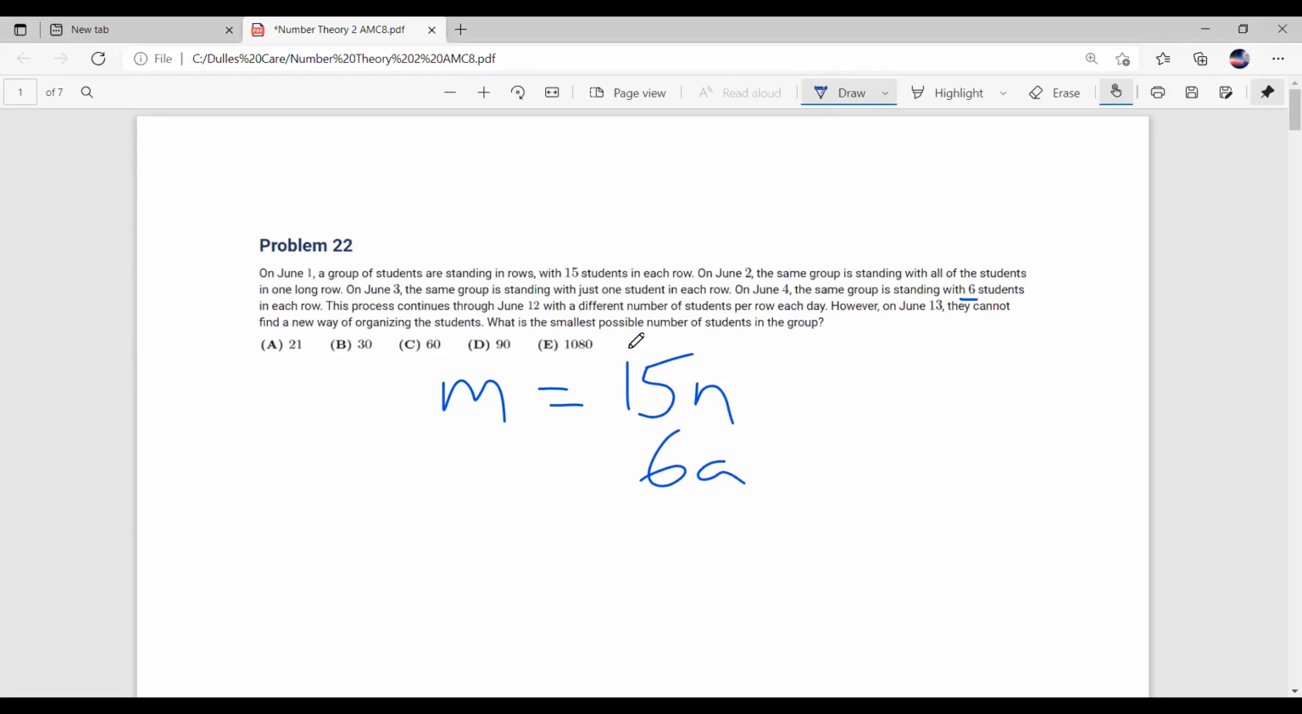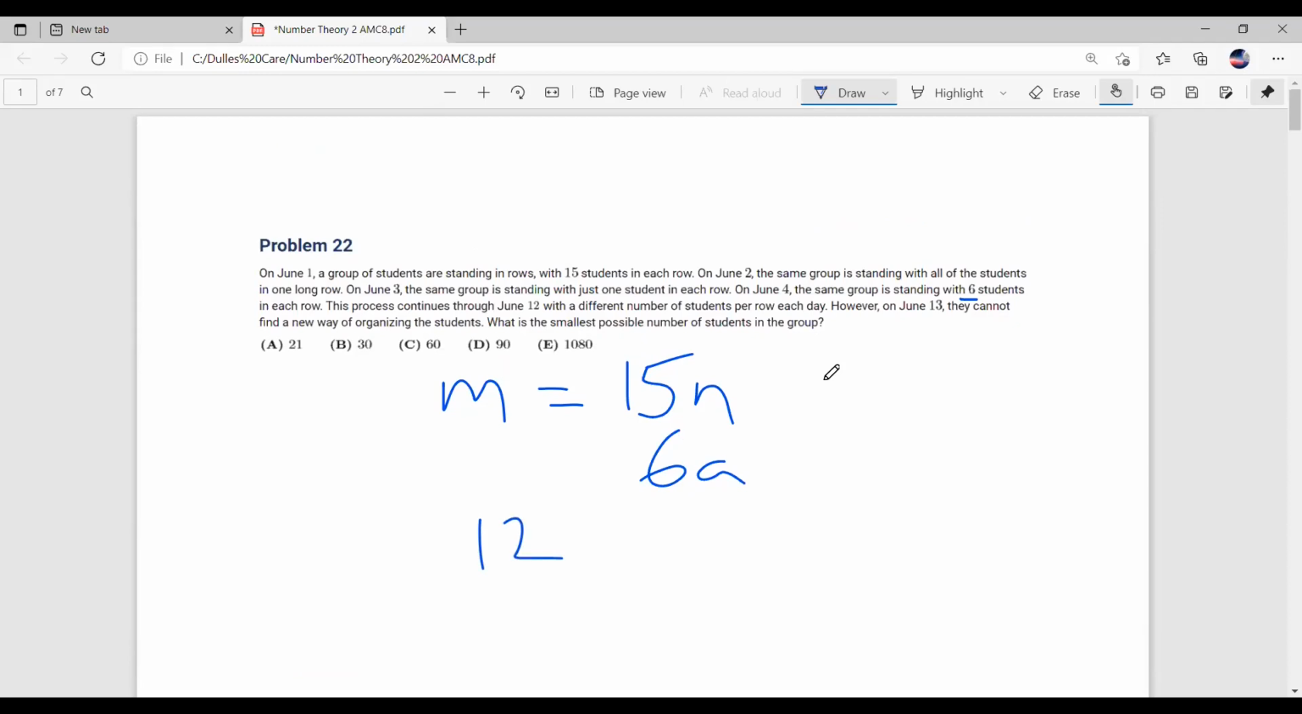We also know that from June 1st to June 12th, there are 12 different unique ways of organizing the students. However, on June 13th, they can no longer find a new unique way of organizing the students. So what does that tell us about m? Let's first focus on the smallest amount of students possible in one group. Right, so 12 factors.